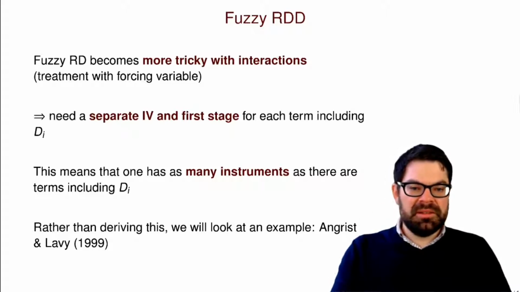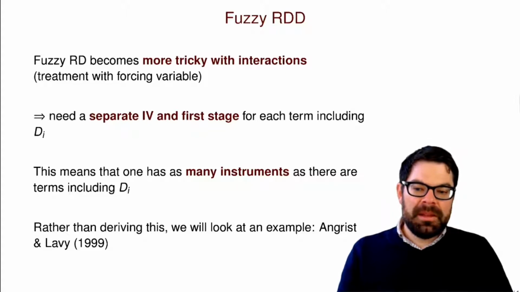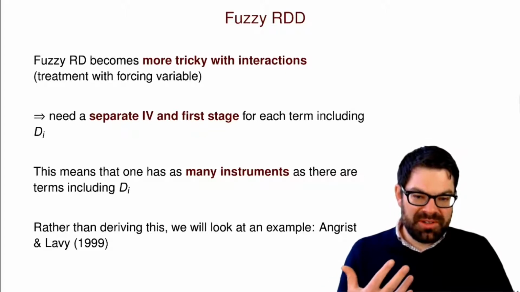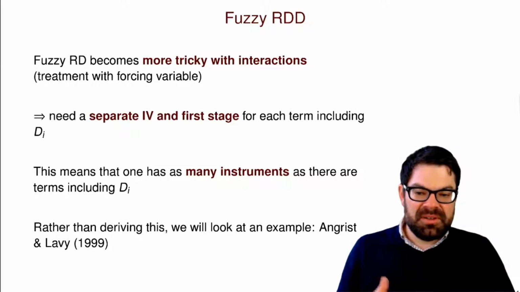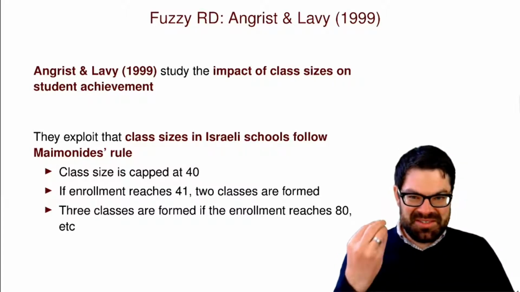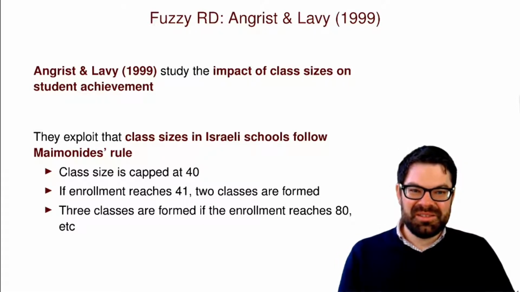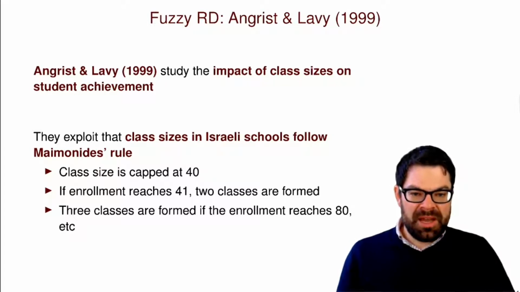Now, rather than deriving how you would do this in an IV framework, let me just show you one of the canonical papers using a fuzzy regression discontinuity design. This paper is over 20 years old now, but it's still being taught as the standard fuzzy RD. It is by Angrist and Lavy, and studies the effect of class size on student outcomes.